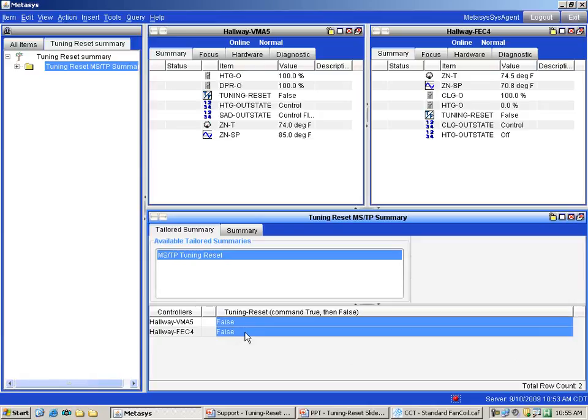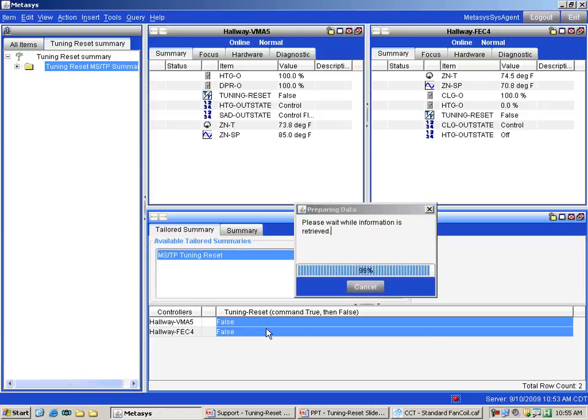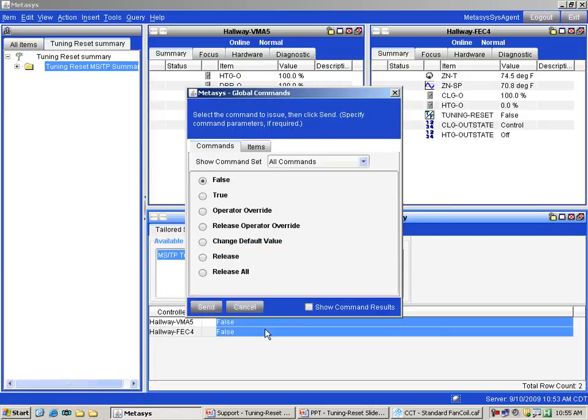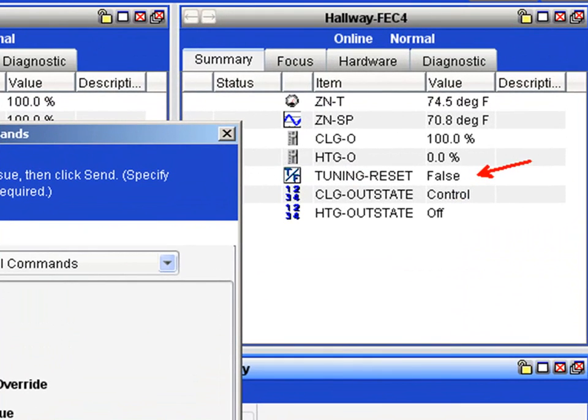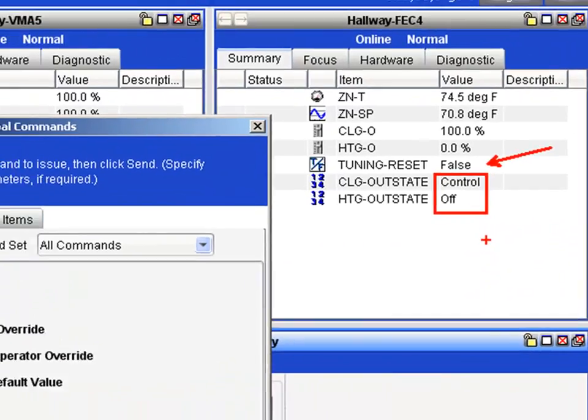Being a tailored summary, I get to highlight the two commands from my two controllers. These are the tuning reset points that I've highlighted. And if I right click and do a command, I can then invoke the global command so that both of these controllers will be reset at the same time. Now when I click on the send button, I'd like you to look at the tuning reset command here, as well as the two states of cooling and heating.